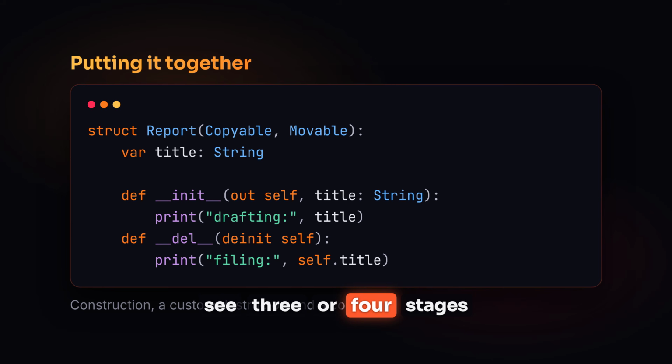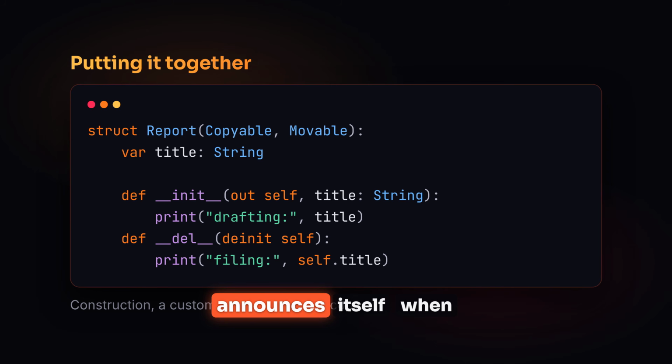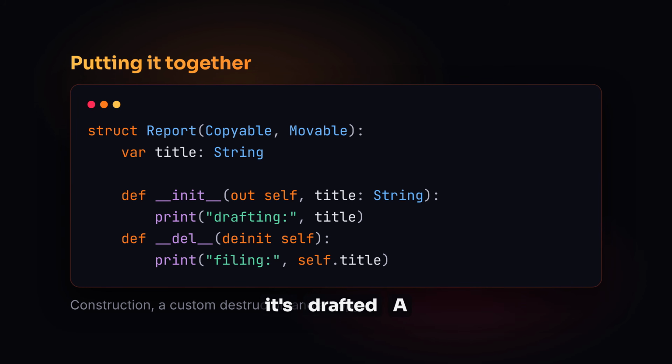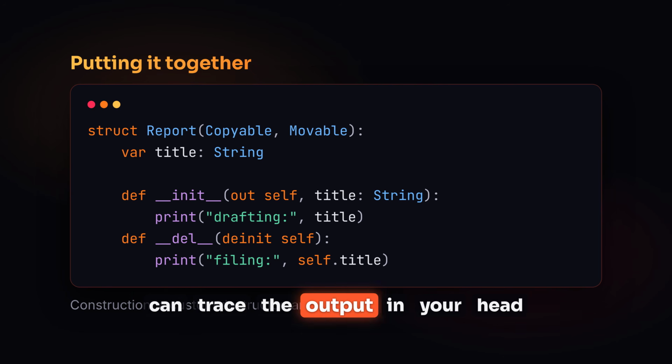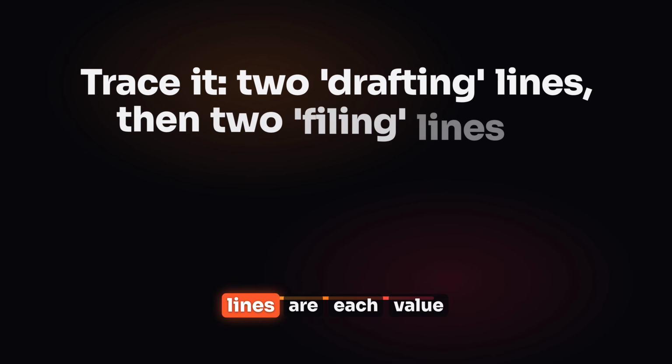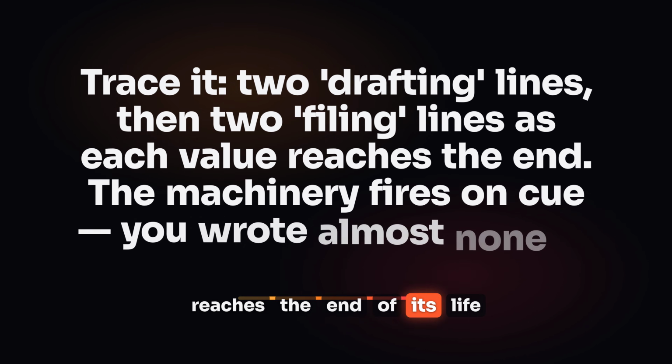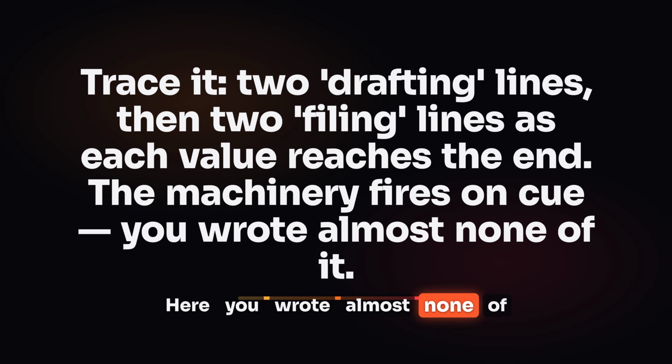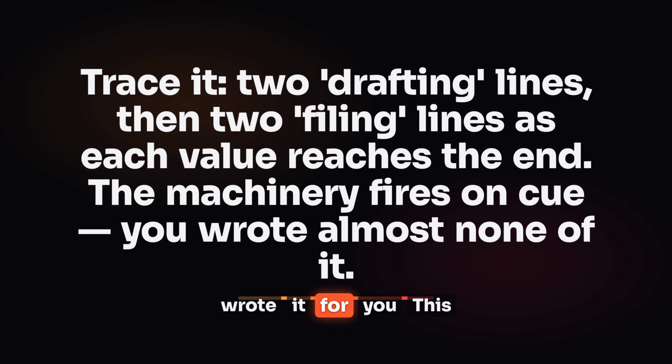Let's see all the stages deliberately. A report announces itself when it's drafted, a custom destructor announces filing, and a copy does the right thing. You can trace the output in your head. So two drafting lines, the title, and the two filing lines as each value reaches the end of its life. Here you wrote almost none of it. The language wrote it for you.